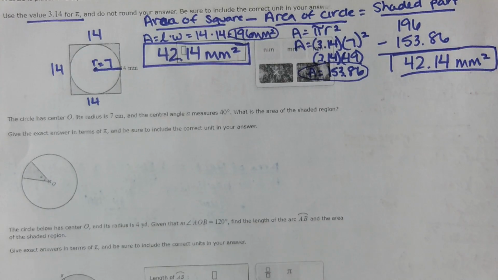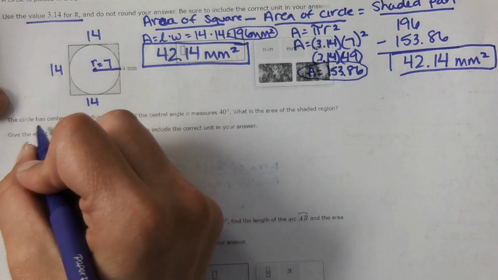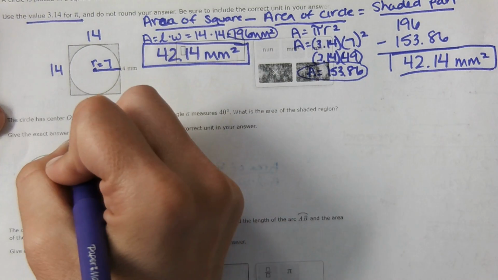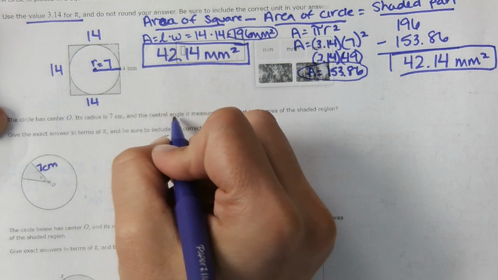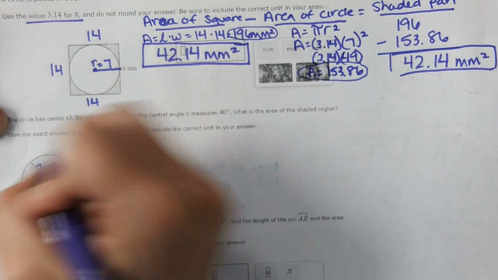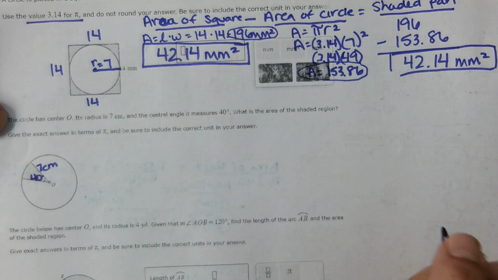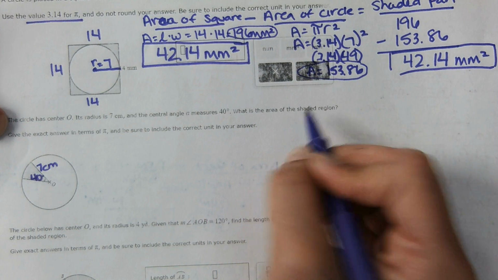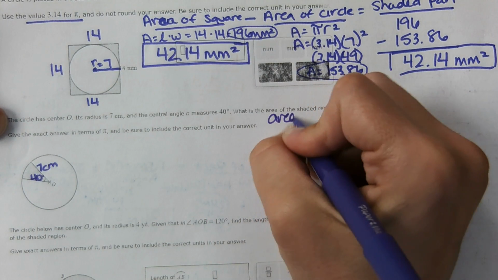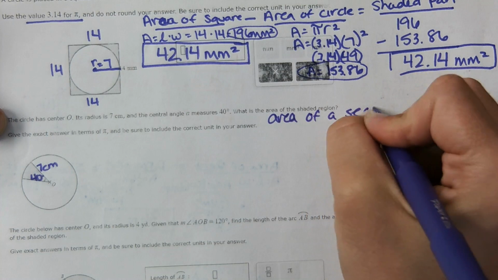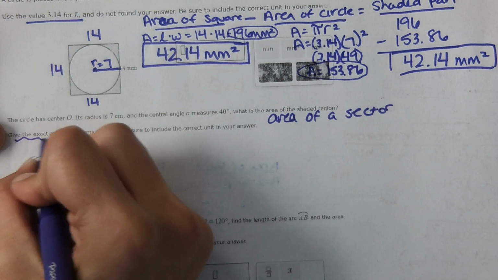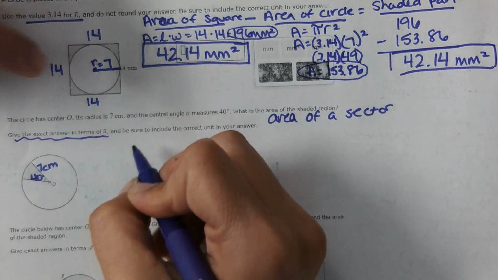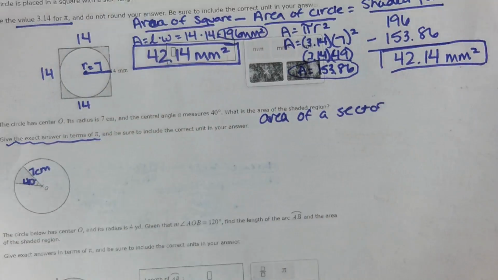Okay, the next one, it says the circle has a center of O. Its radius is 7 centimeters. So I'm going to write that on here, 7 centimeters. The central angle A measures 40 degrees, so I'll make a note of that as well. What is the area of the shaded region? So we're finding the area of a sector of a circle. Also it says to give it in exact terms of pi, which will be important, and be sure to include the correct unit.